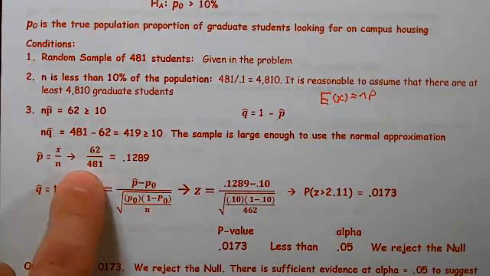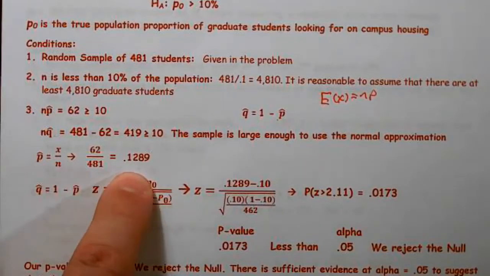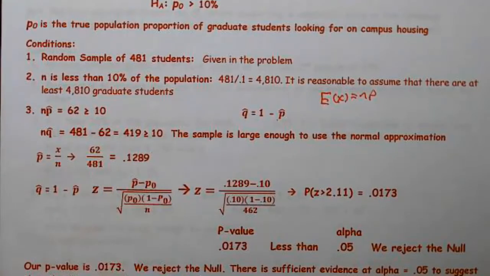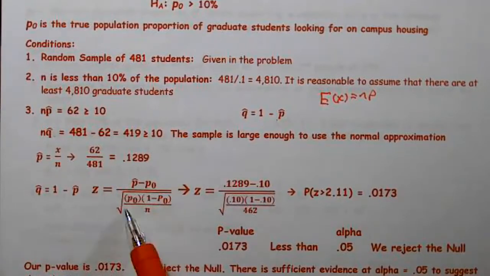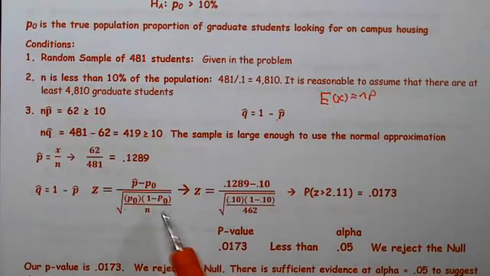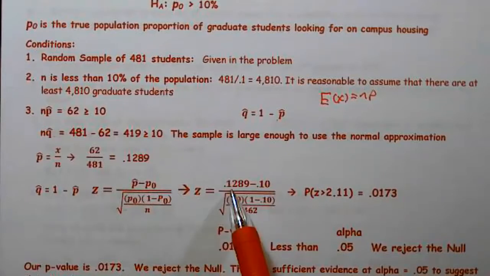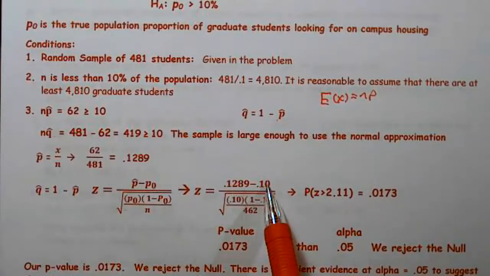So 62 divided by 481 gives me 0.1289, or about 13%. So there's my formula, and you'll have access to that somewhere or the other if you haven't memorized it. So 0.1289 minus 10%.